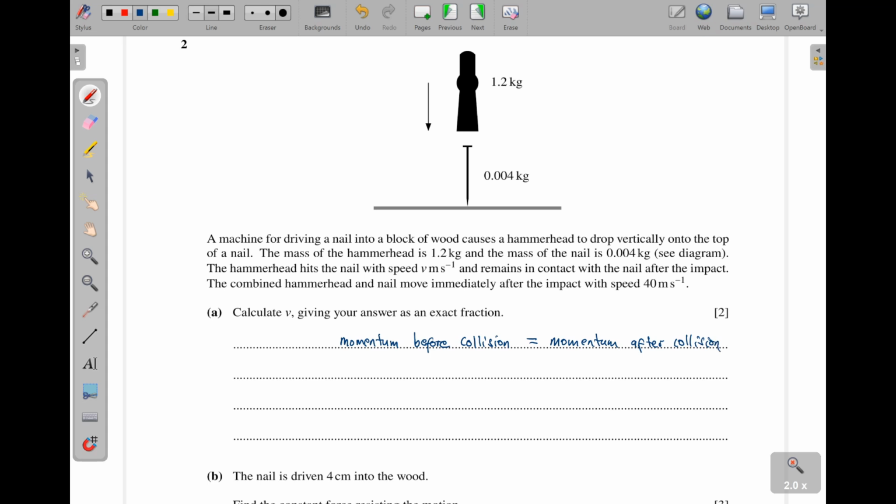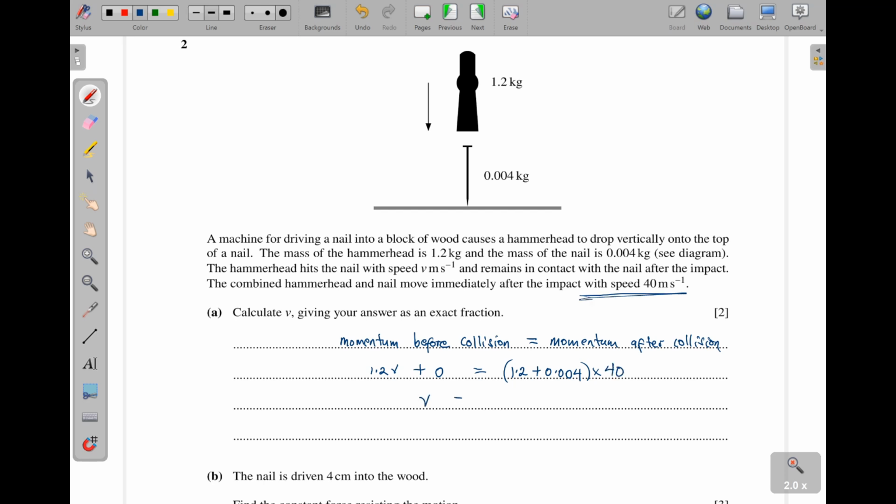Now, the mass of the hammerhead is 1.2, times its speed, which I don't know, okay? Then plus the nail is stationary, so its momentum is 0. And then after collision, since these two stick together, and then the nail is driven into the wood, that means we get a coalesced particle. So the two masses, we add them, 1.2 plus the 0.004, which is the mass of the nail, and then times the speed of the particle after impact is 40, so times 40.